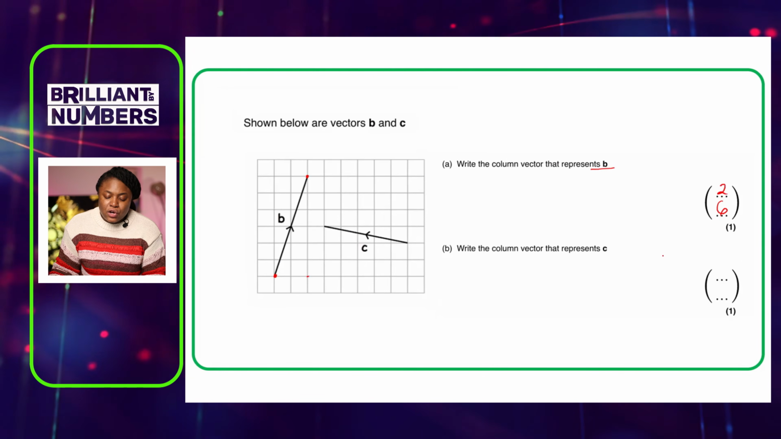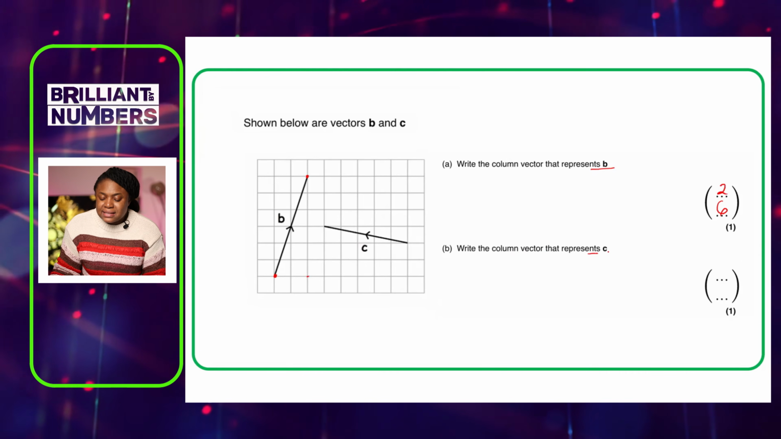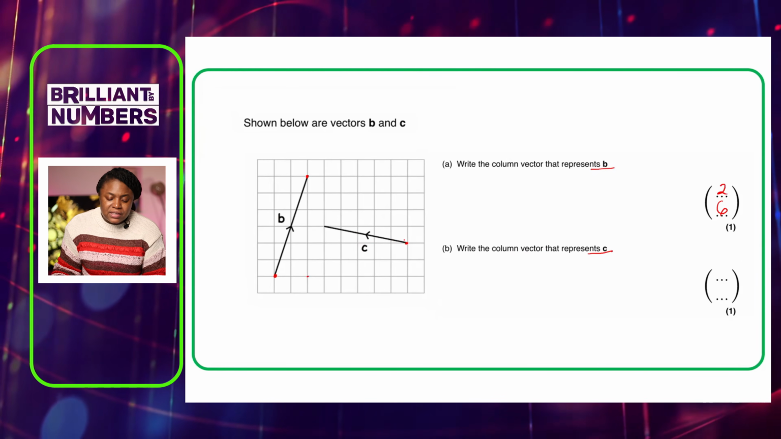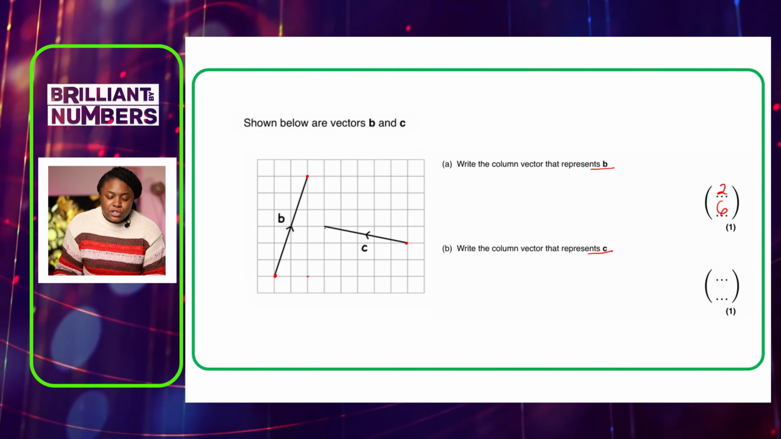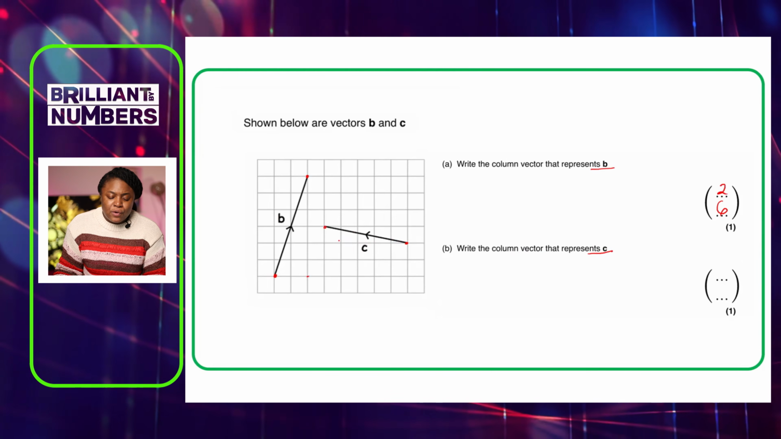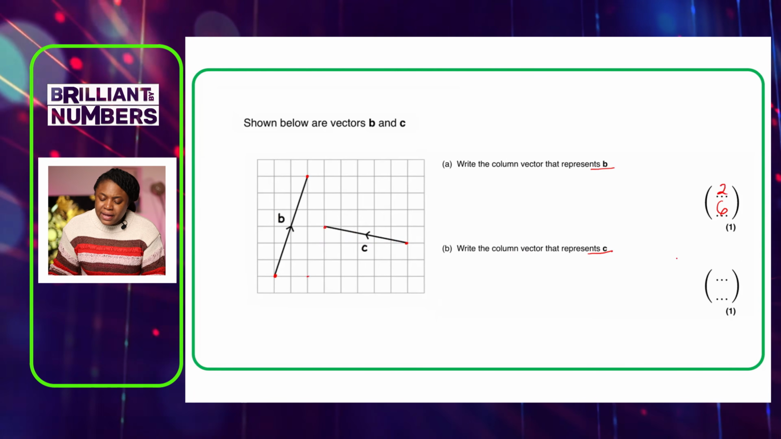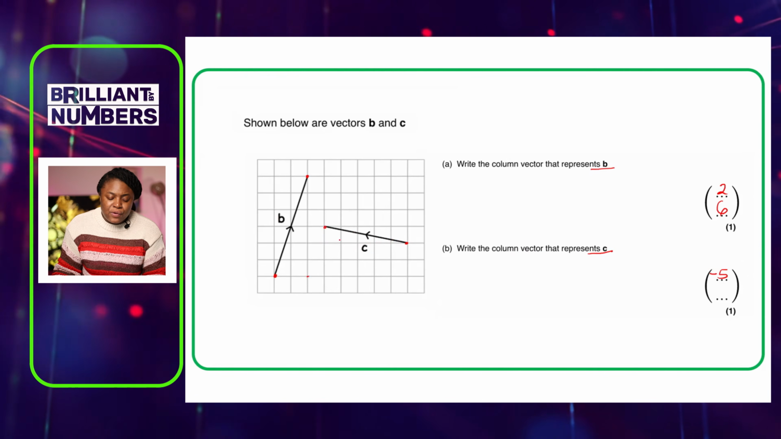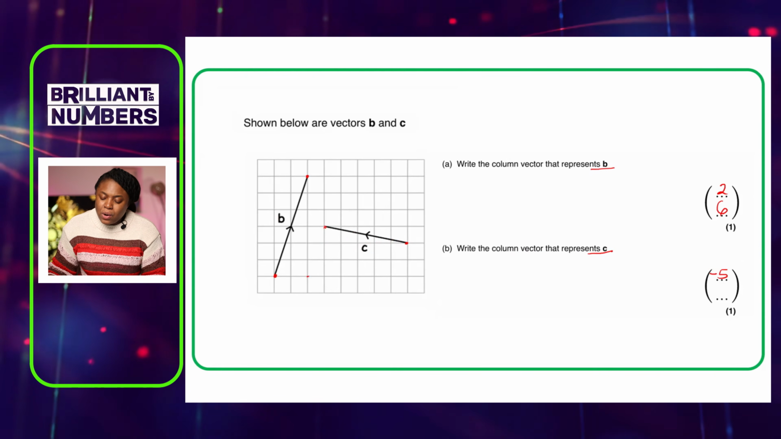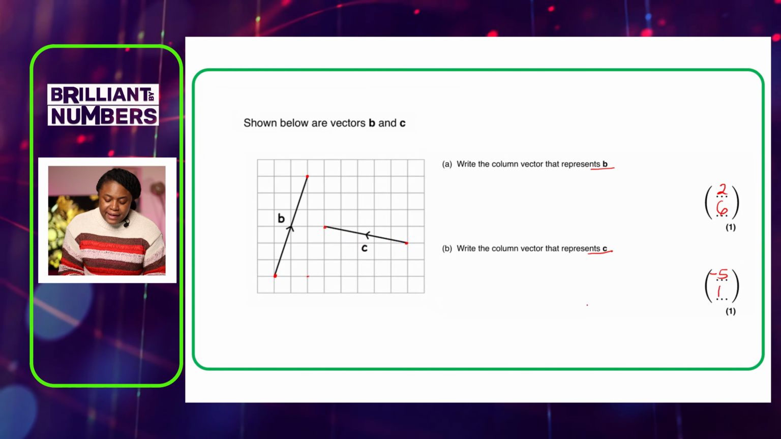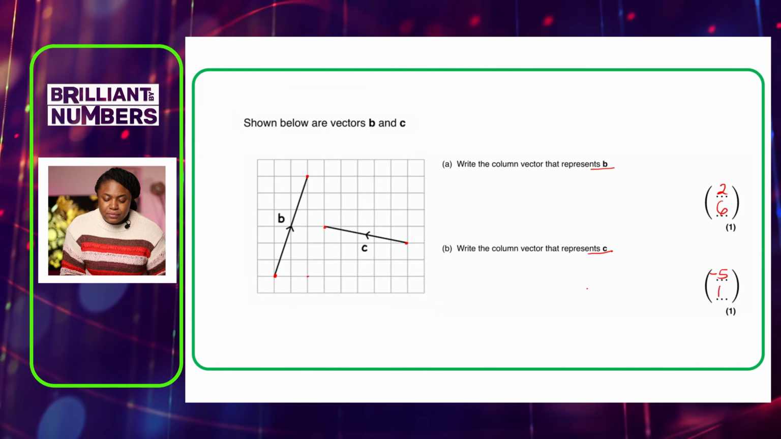Now write down the column vector that represents C. I'm going to go in the direction of the arrow, so I have to start here and end here. This time I'm going to the left: 1, 2, 3, 4, 5, so that's minus 5. Let's go again: 1, 2, 3, 4, 5, minus 5, and 1 up, which is a positive direction. So that's minus 5, 1.